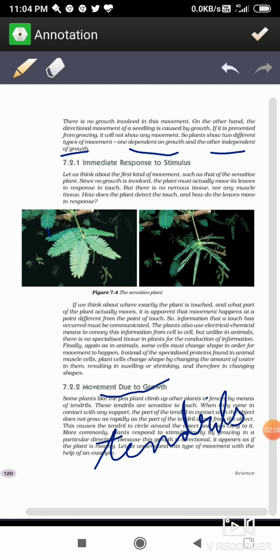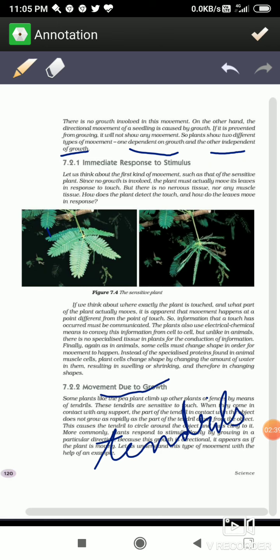Tendrils. Do you know what tendrils are? Tendrils are soft stems which can easily be folded or broken. Tendrils are sensitive to touch. Whenever they come in contact with some object, the part of the tendril away from the object will grow faster compared to the part of the tendril which is in contact with the object. So this is a kind of directional movement.